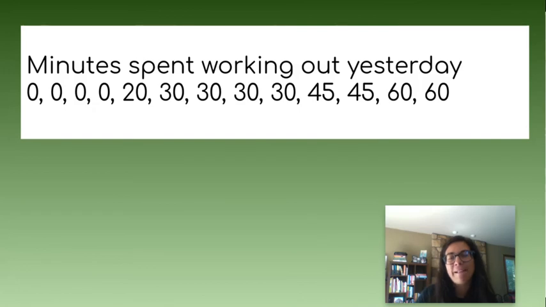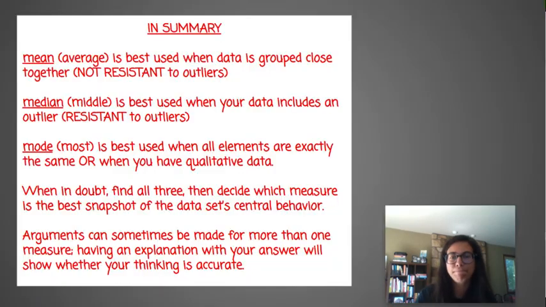So in this case, I would go for the median, only because there are 2 modes here and the median is 30. And that makes sense. If your lowest is 0, your highest is 60, right in the middle is 30, and you have 4 people exercising for 30 minutes. So I would say it's reasonable to say median.